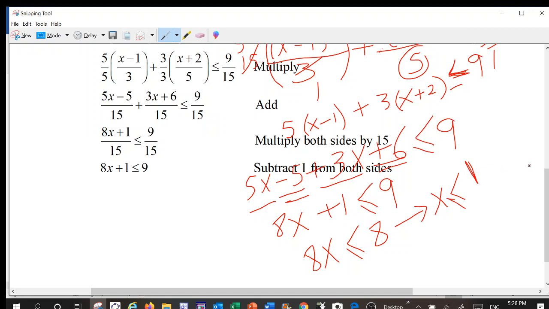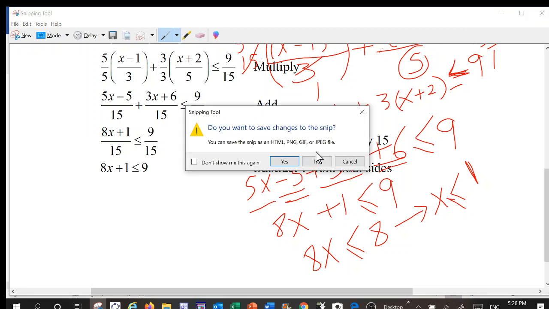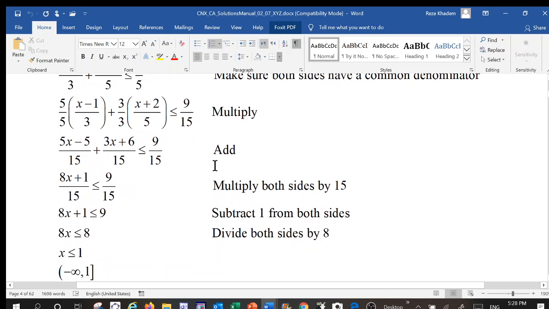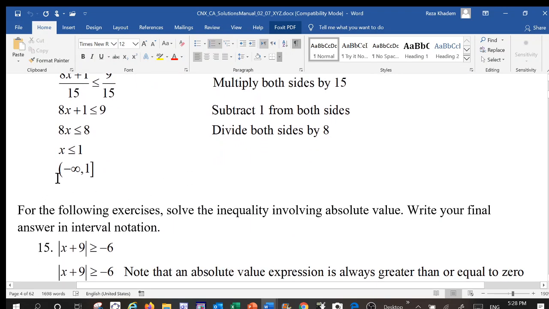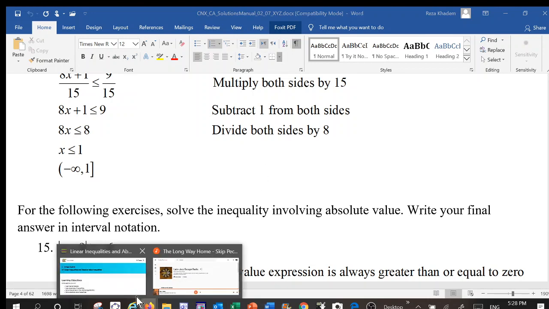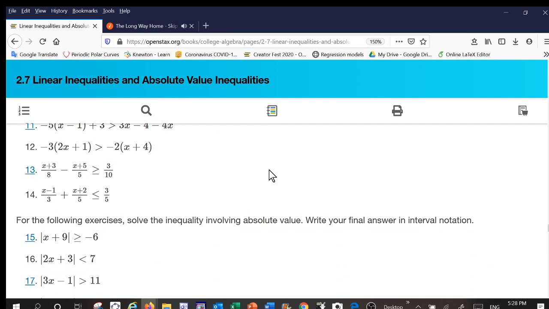So the answer should be all the numbers to the left of what? To the left of positive 1, including positive 1, right? So all the numbers to the left of positive 1, including positive 1, would be negative infinity to 1 bracket, because 1 is included. Alright, so we did those two.